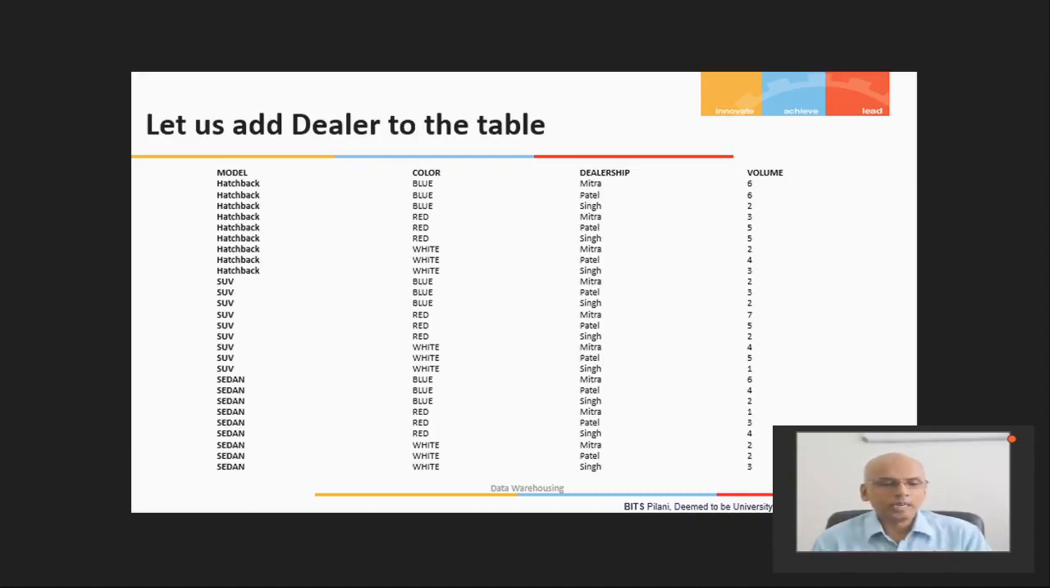Now let's make it a little more complex. We have added the dealer dimension to the table. So now we see that suddenly this table is multiplied. For simplicity again, we are assuming that there are only 3 dealers, which you know is a very unreasonable assumption, but let's use it for understanding. So now what we are getting is that we are multiplying the relational table by 3 times.